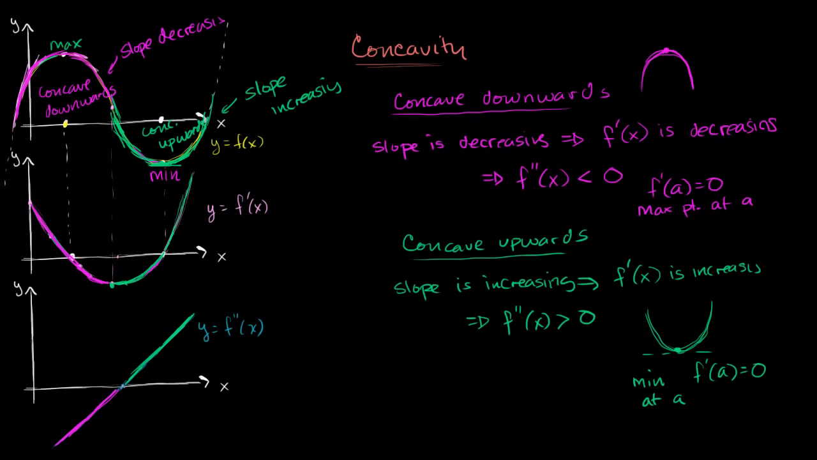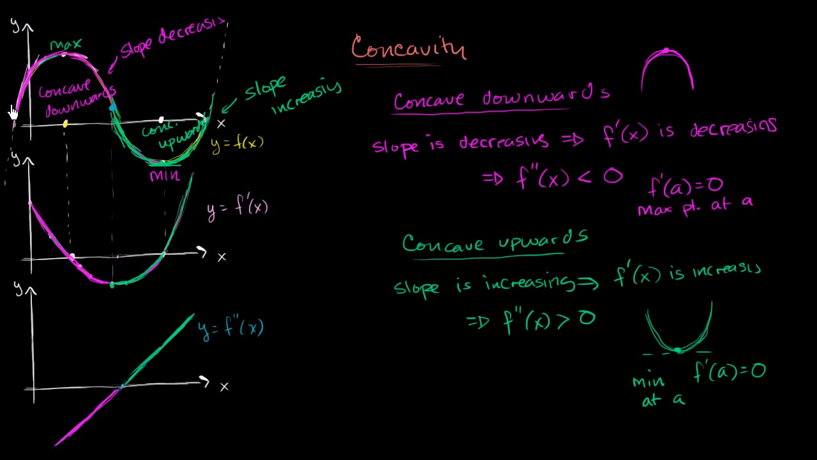If you were paying close attention in the last video, an interesting question might have popped up in your brain. We have talked about the intervals over which the function is concave downwards, and then we talked about the interval over which the function is concave upwards. But we see here that there's a point at which we transition from being concave downwards to concave upwards.